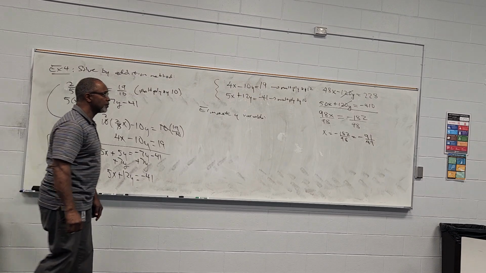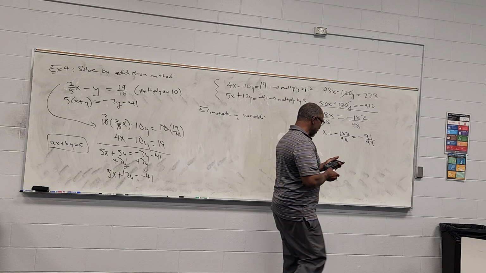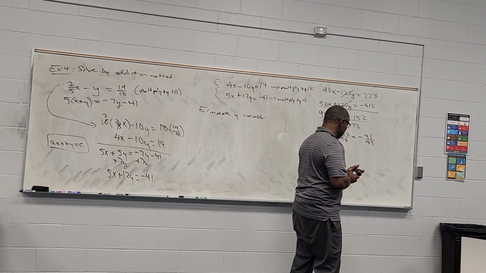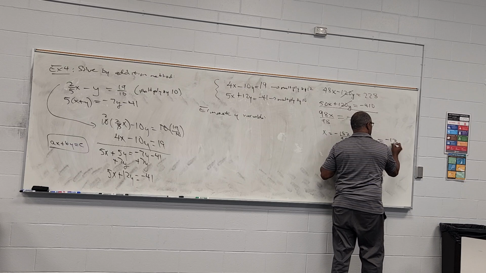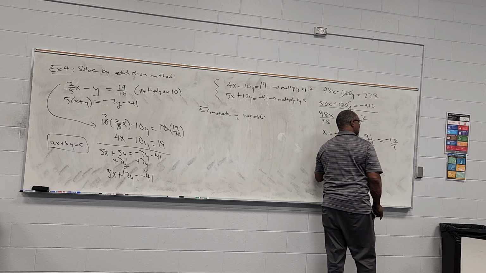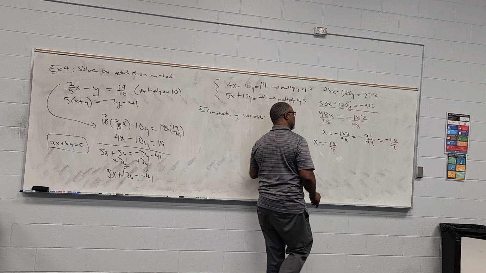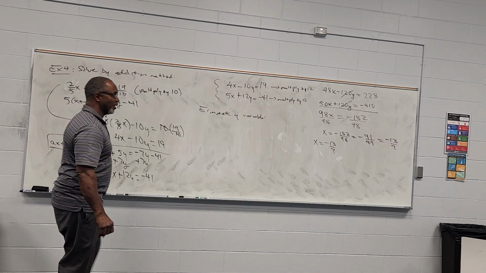Then you have to ask yourself, is that reduced? I know 7 goes into 49. Does 7 go into 91? I think it does, 13. So 91 divided by 7 is negative 13, and 49 divided by 7 is 7. So x is negative 13 over 7. And I think that's the same thing they got.